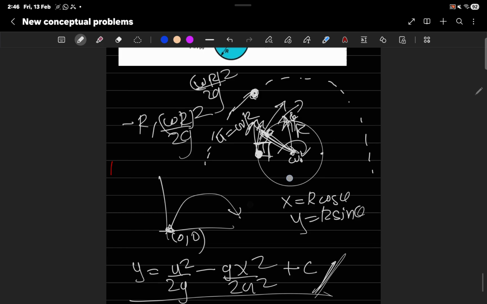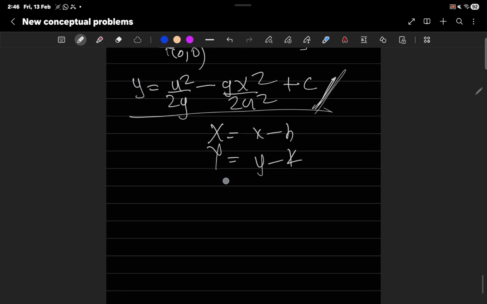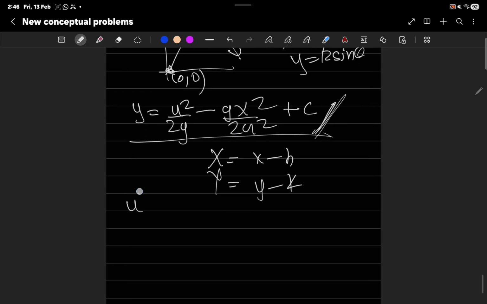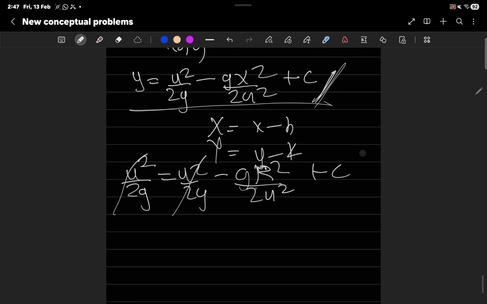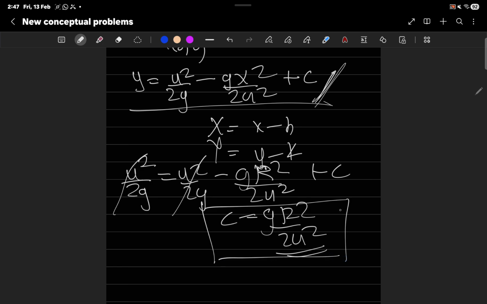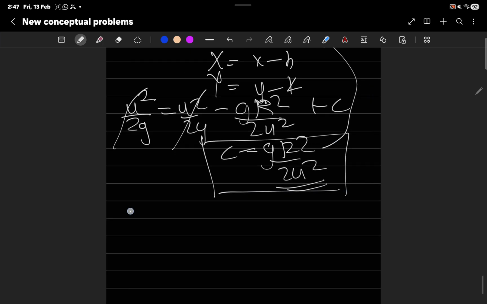So we'll simply satisfy it. Y was omega r square by 2g, I'm just writing u and then I'll replace it finally with omega. So u square by 2g is equal to u square by 2g minus g into minus r the whole square over 2u square plus c. So this gets cancelled and we get c as g r square by 2u square. Simply we get c over here, and then we substitute it over here, and that is the final answer.